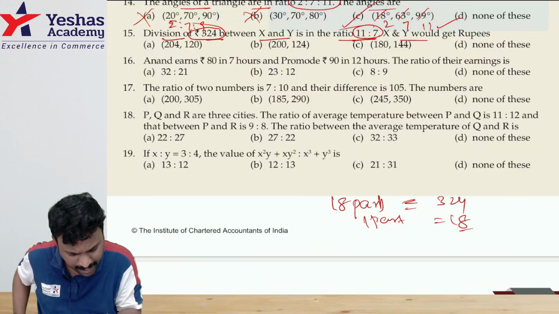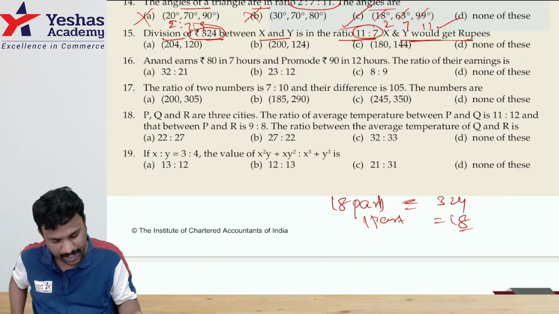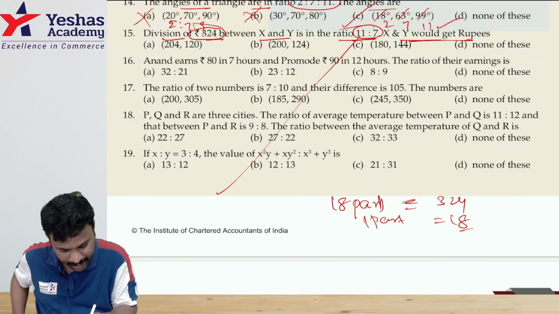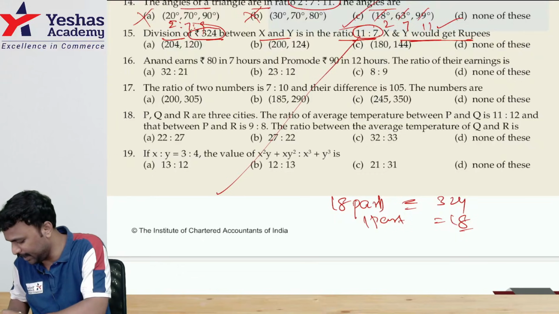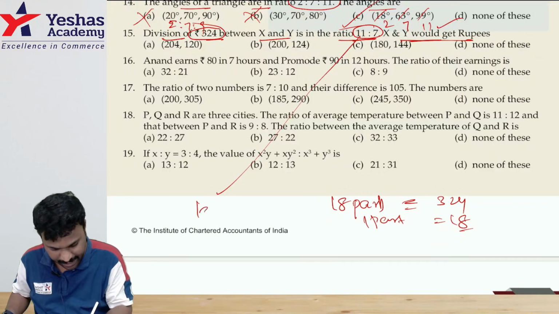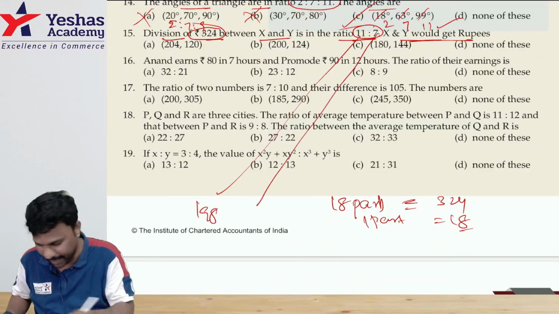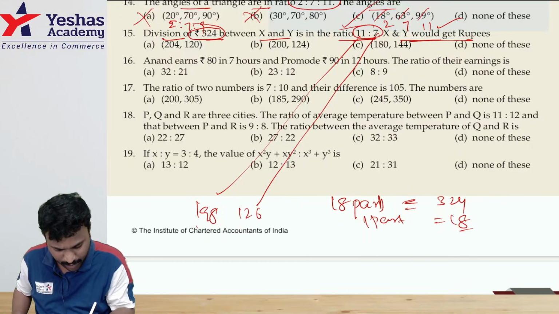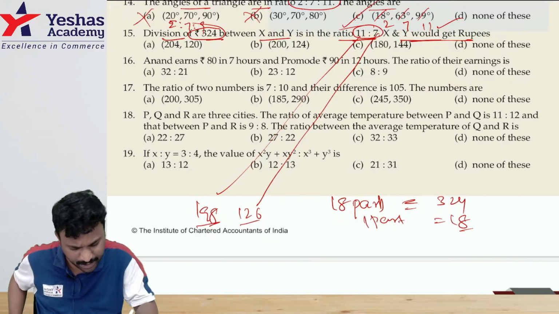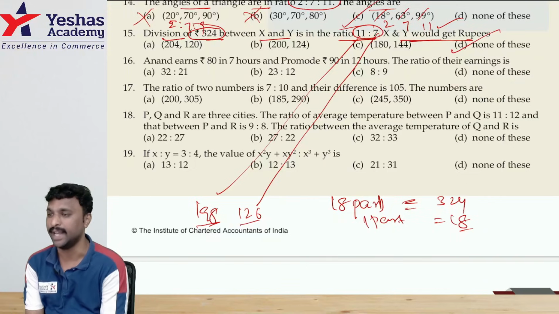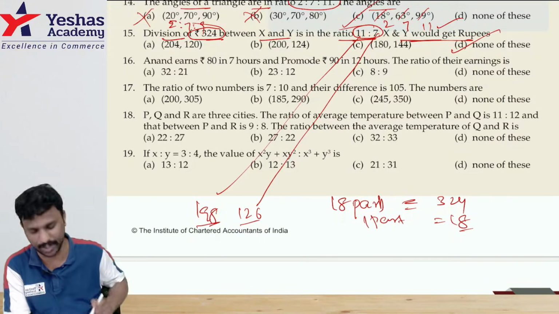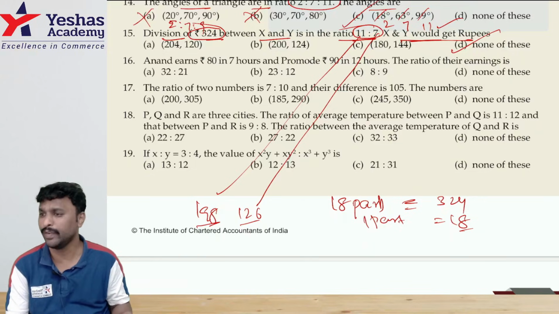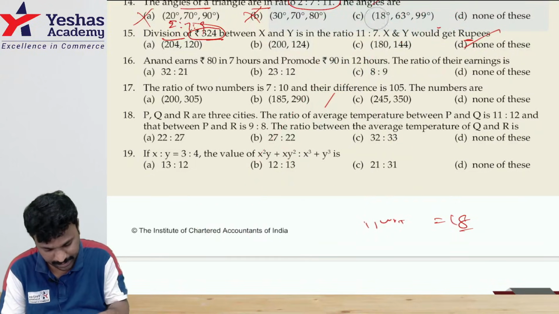What is it that they're asking? X and y would get how much? That means 11 into 18 is 198, and 7 into 18 is 126. So 198 and 126. None of this is the right answer. So option D is the correct answer. Have you all understood? Guys, moving on to the next question, question number 16.